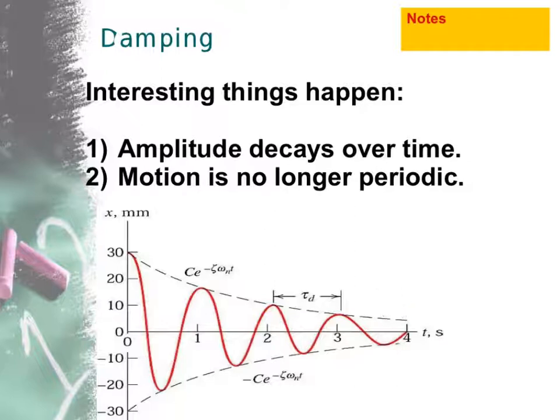We can't count on the peaks happening at 1, 2, 3, 4. Okay? We can't count on that anymore, so the motion is no longer periodic.